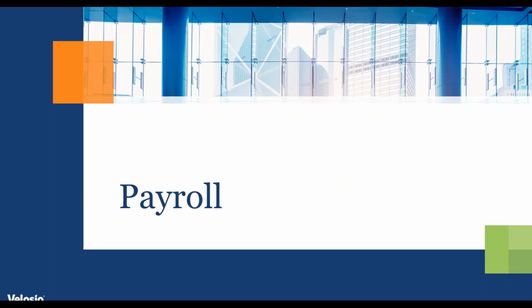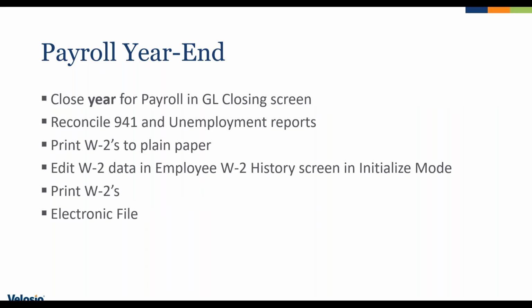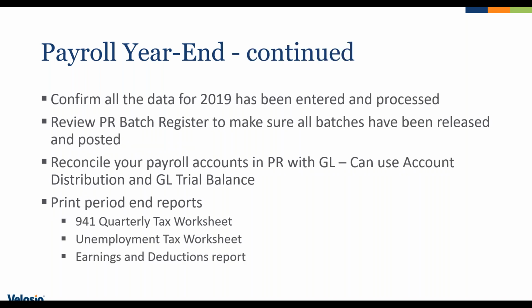Moving on to the payroll module. The typical flow for the year-end processing within the payroll module includes closing the year-end payroll for your GL in the GL closing screen. You want to reconcile the 941 and your unemployment reports. You would print the W-2s to plain paper so that you can review the calculated amounts. And then if any edits are needed, you would edit the W-2 data. You can do that in Employee W-2 History in initialize mode. Also printing the W-2s and then generating the electronic file.